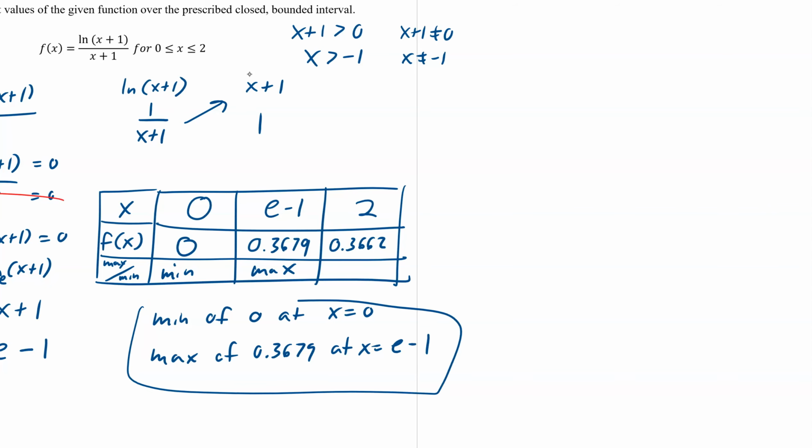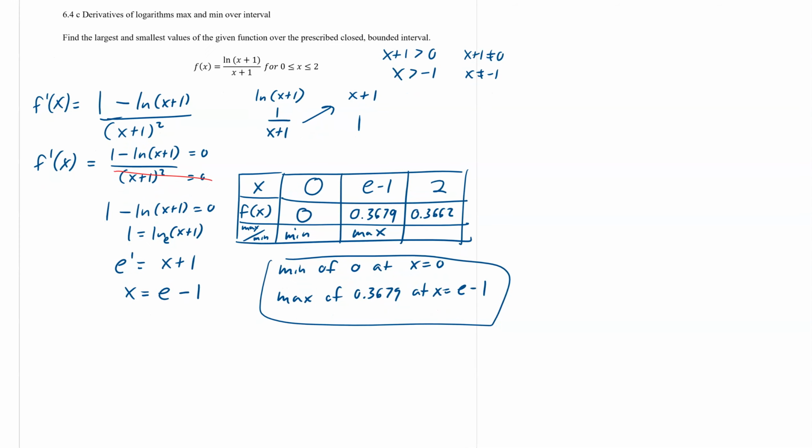And that's it. So when they ask for extreme values over a prescribed bounded interval, closed of course, all you have to do is make sure that it is continuous on that interval, and if it is, we must have a max and a min. You take the derivative, it tells you where the critical numbers are, and then you plug in the endpoints and that critical number, and whoever's the biggest is the max, whoever's the smallest is the min. There you have it.